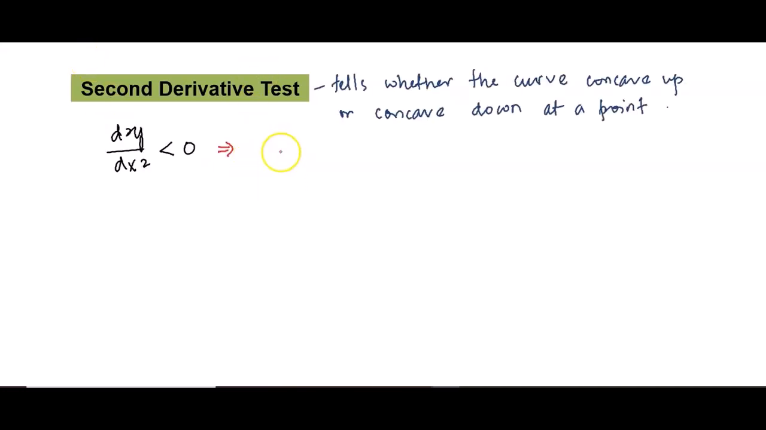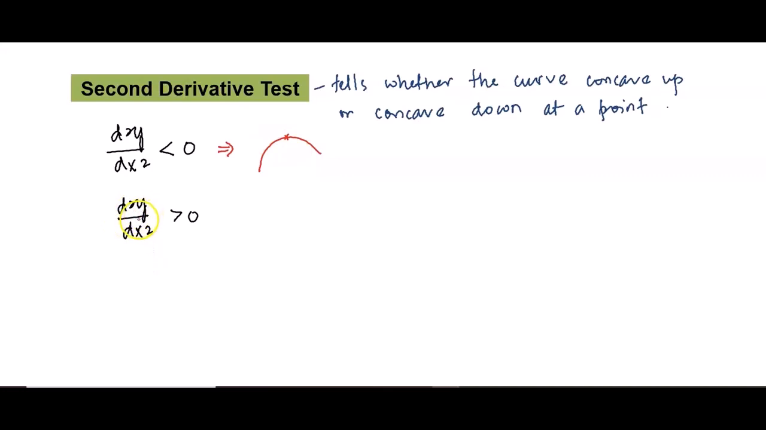So now we move to the second derivative test. What does it mean by the second derivative test? The second derivative test tells us whether the curve is concave up or concave down at a point. So when the d2y dx2 gives you a negative value, this means that your curve is concave downwards. So if this is concave downward, and your stationary point is located somewhere over here, then you have the local maximum point.